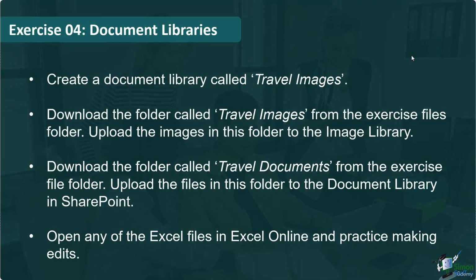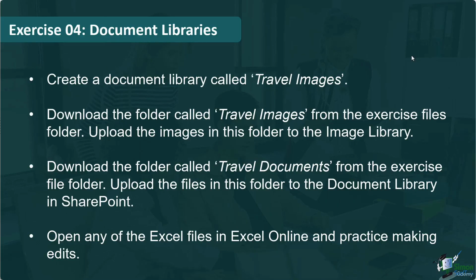It's time now to complete exercise 4. And in this exercise, we're going to practice some of the skills that we've learned in this section about document libraries. So the first thing I'd like you to do in the Contoso Travel site is create a new document library called Travel Images. Now I'd like you to download the folder called Travel Images from the Exercise Files folder. You'll find 7 images within that folder. And then I'd like you to upload the entire folder into the image library.